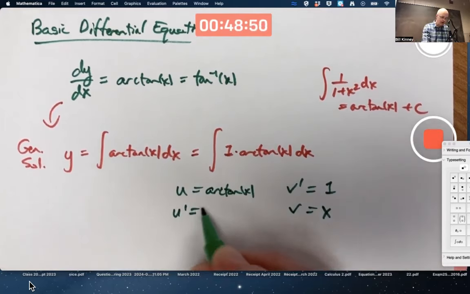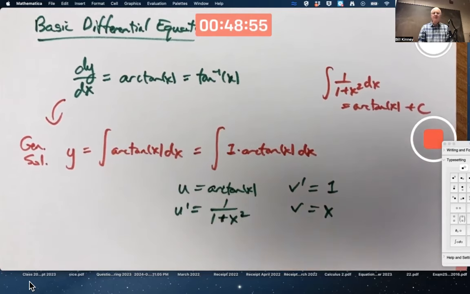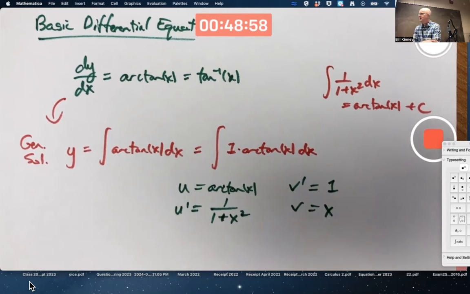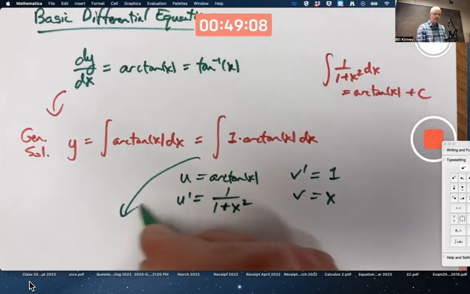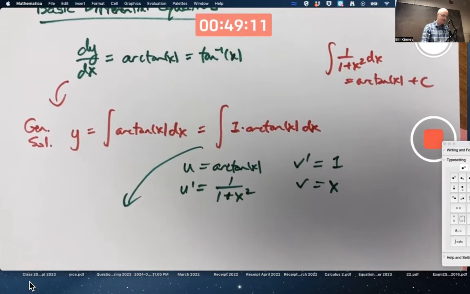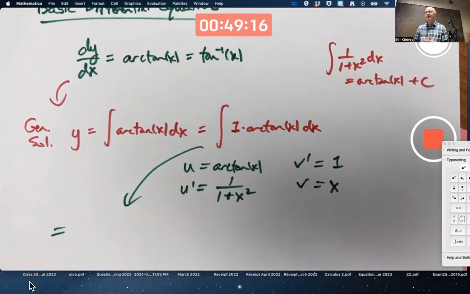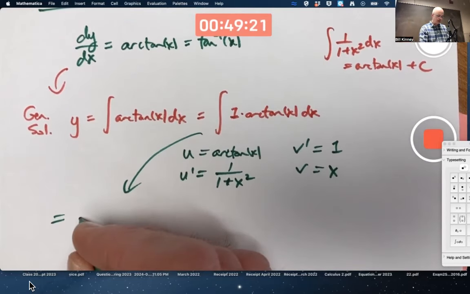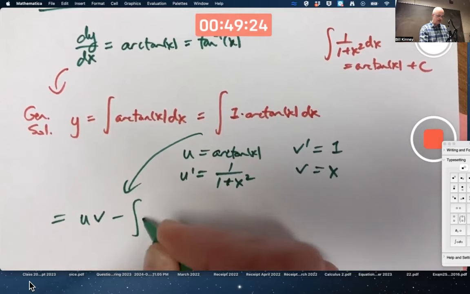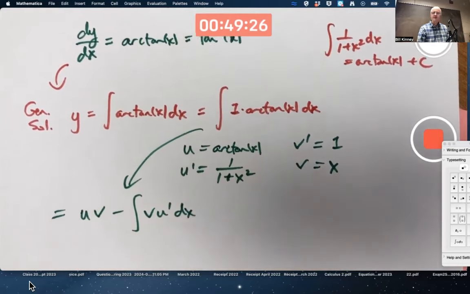u prime is not too hard to find either. It's not a super simple function, but at least it doesn't involve a trig function or an inverse trig function. So in that sense, it's simpler. Now apply integration by parts. When you're first learning this, it's almost always best, and also on your homework for the sake of showing work, to write down the general formula, uv minus the integral of v times u prime with respect to x. Everything is a function of x.